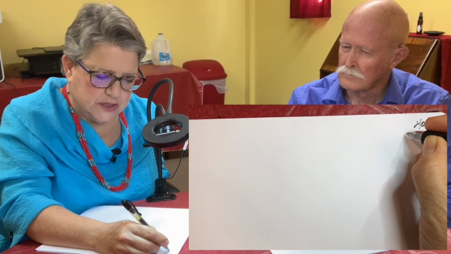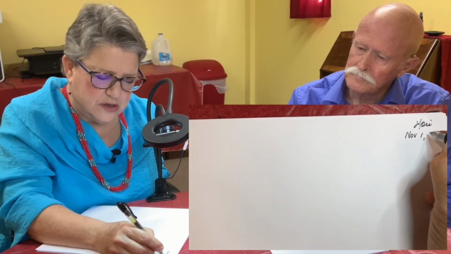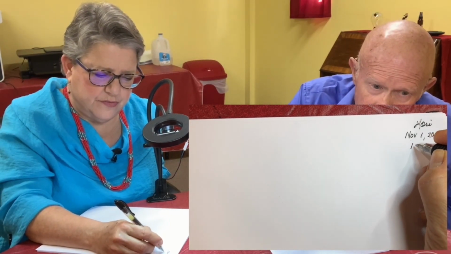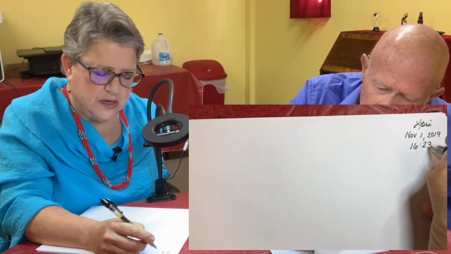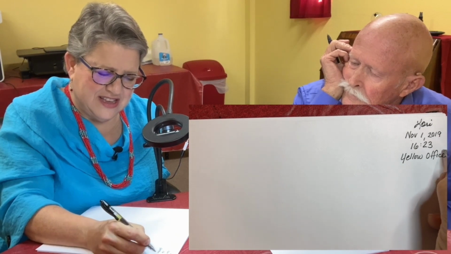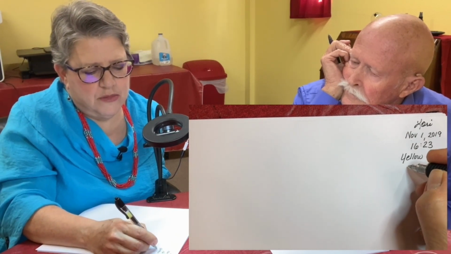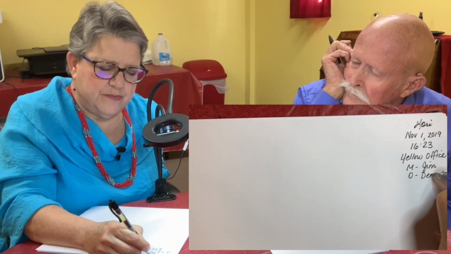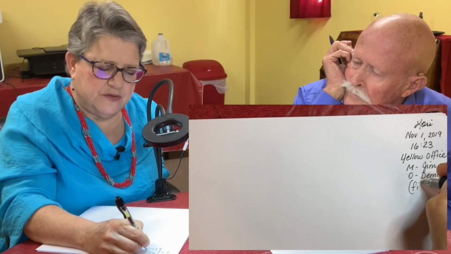Okay, so we're going to go ahead and get started, and I'm going to put my name and the date. What's the date today? November 1st? November 1. And my time? It's 16:23. The location is Yellow Office. My monitor is Jim. And the observers, well, this is a demo, and I'm going to put that it's filmed.